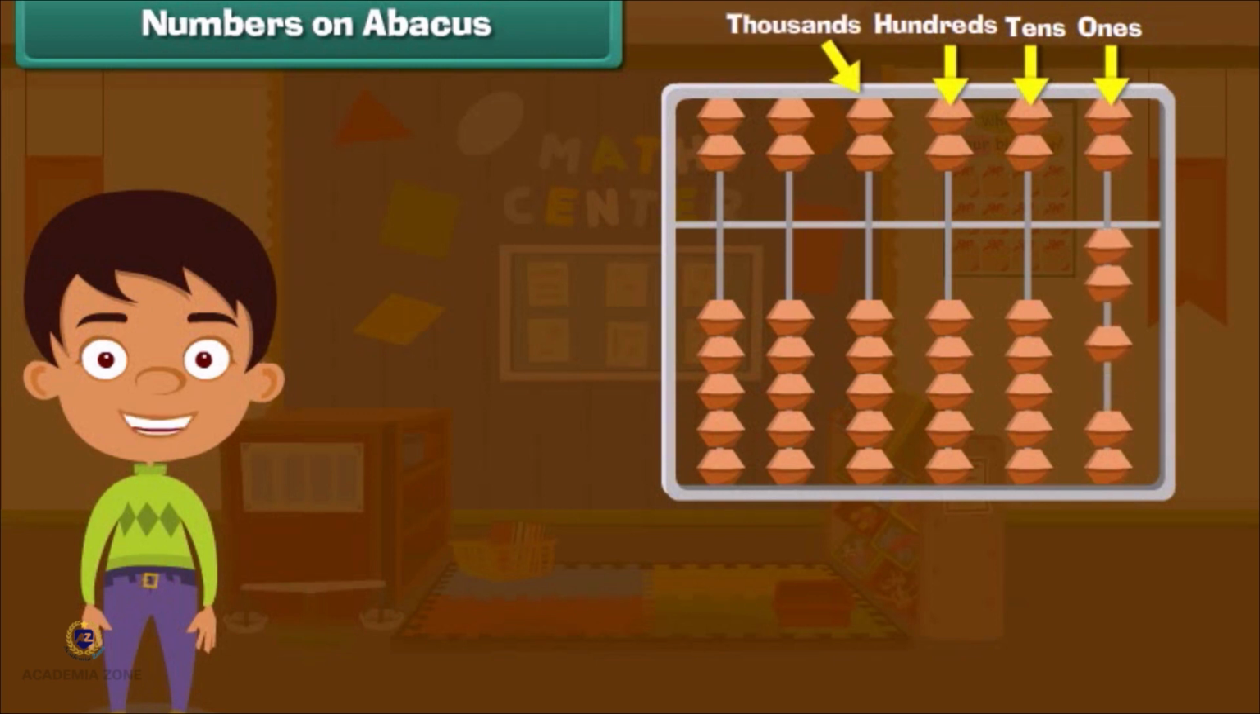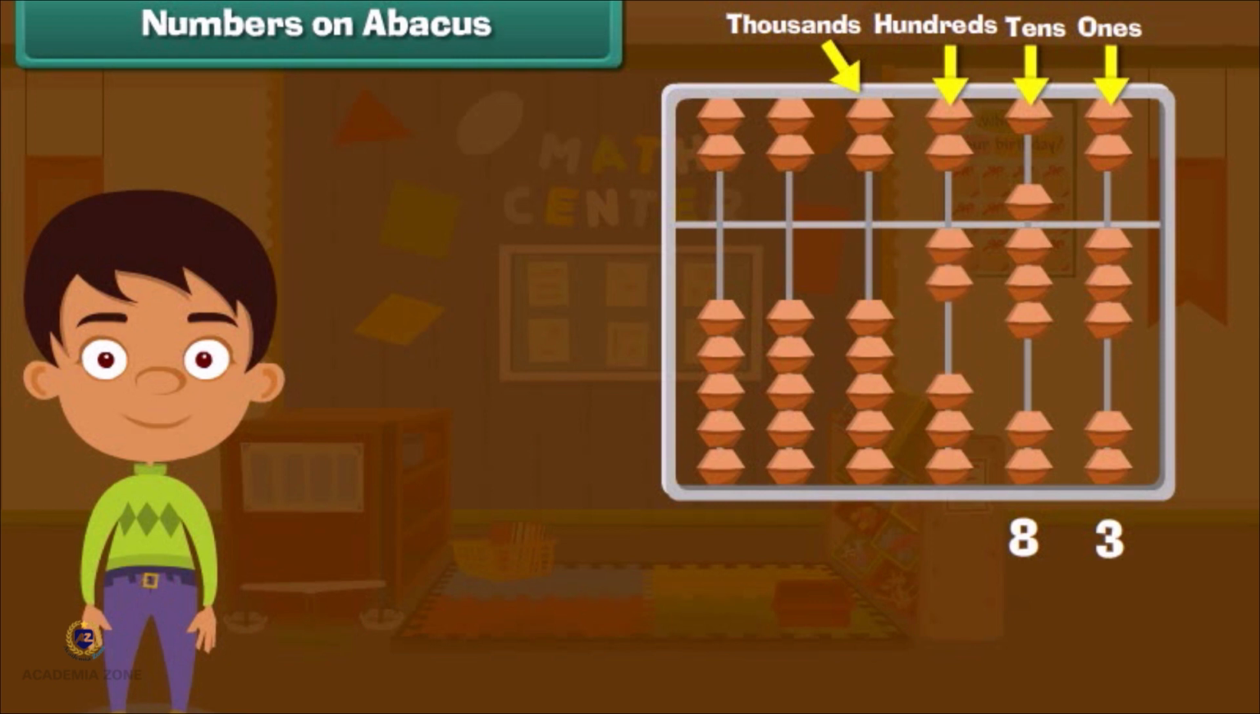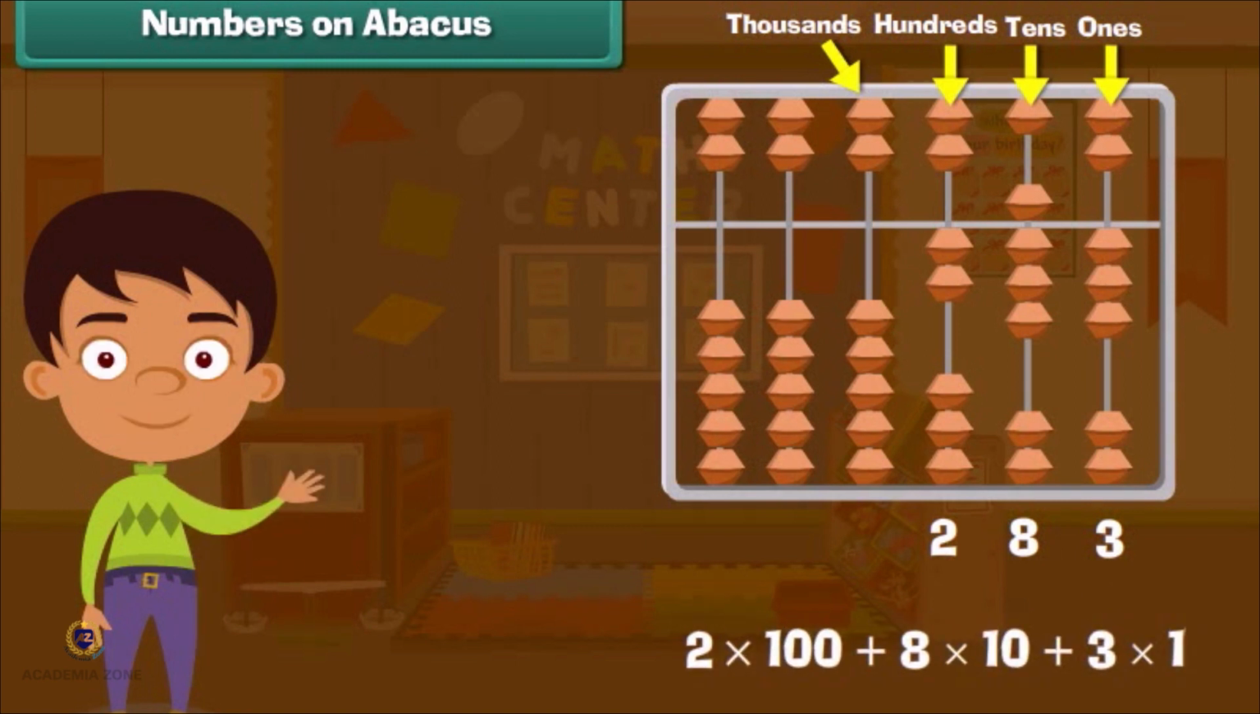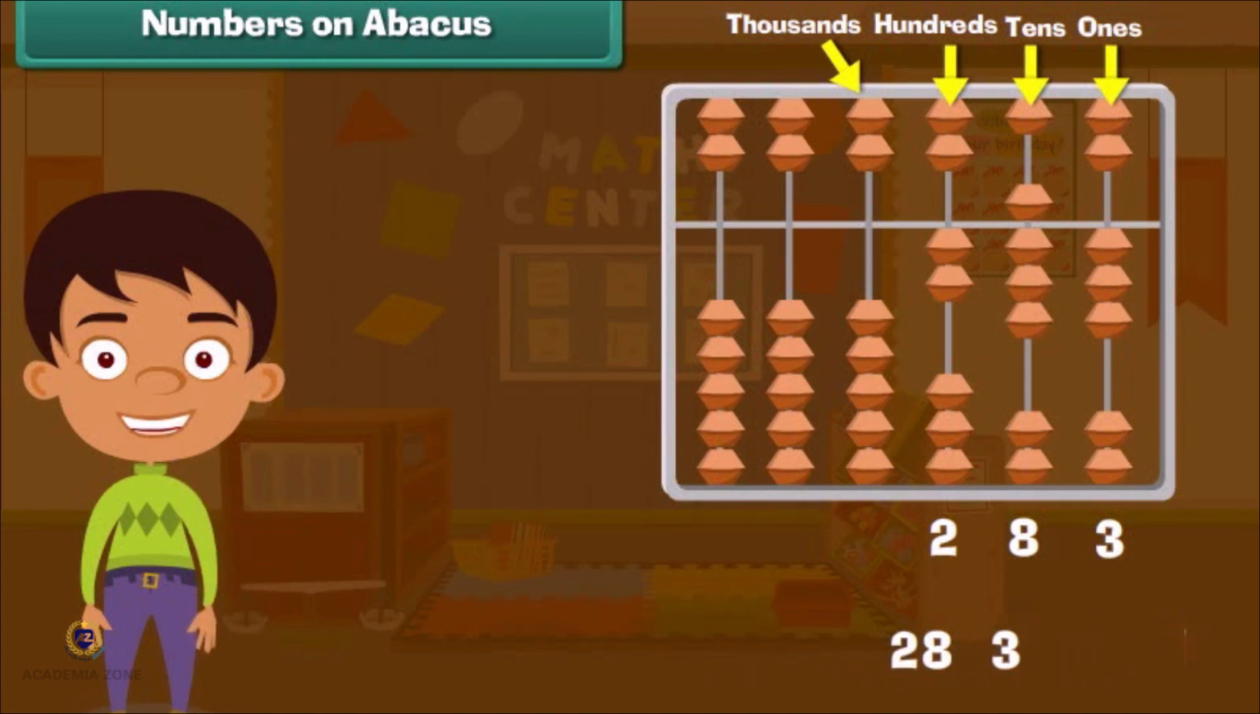Let us move 3 beads on the lower deck of the ones rod towards the beam to represent number 3. Now let us move 3 beads on the lower deck and 1 bead on the upper deck of the tens rod up. This represents 30 plus 50, which is 80. Now we move 2 beads in the lower deck of the hundreds rod to represent 200. So the beads positioned in the abacus represent the number 200 plus 80 plus 3 equals 283.